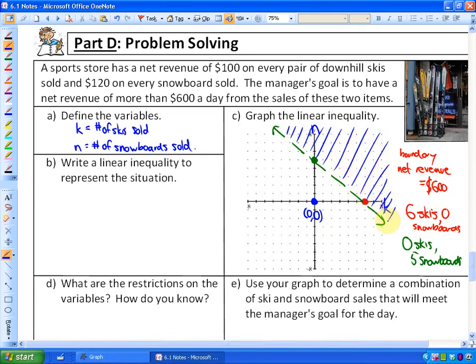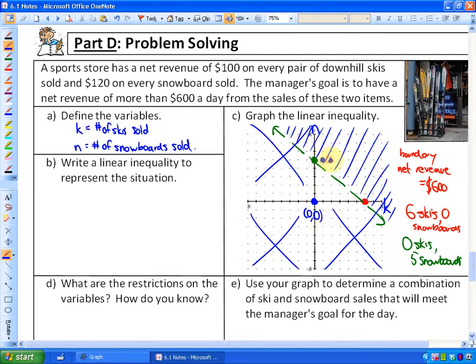Okay. The last thing to do is to recognize that some parts of these, we need to look at the restrictions, because you can't sell a negative amount of skis. So any of these quadrants, this has to do with restrictions, we'll talk about that in a minute, any of those quadrants can't be included. Also, you can't sell half of a ski or half of a snowboard, things like that. So we can only sell wholes.